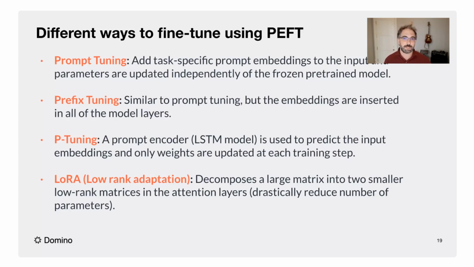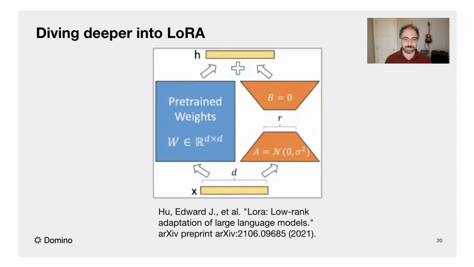And LoRA stands for low rank adaptation. What this allows you to do is the traditional fine-tuning process where we're taking the entire matrix of weights for the model, and we're decomposing that into two smaller matrices and training those. And that has a lot of benefits that we'll talk through.